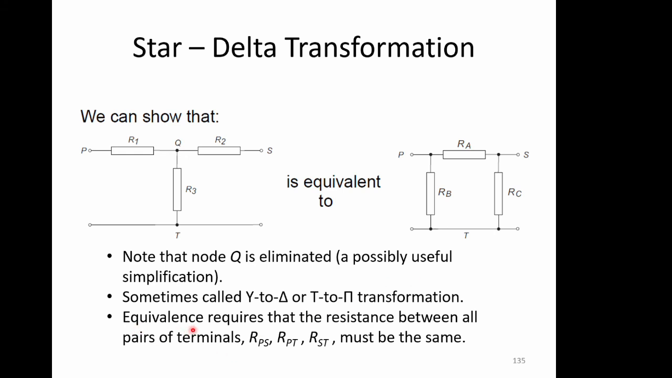So equivalence requires that the resistance between all pairs of terminals must be the same. So if you looked into here, this terminal between P and T, you would see a certain value of resistance. And for these to be equivalent, you'd have to look into this terminal here, P and T here, and see the same value of resistance. So whatever you see looking into here as a current, you need to see exactly the same thing in here in terms of the equivalence. And that's really our starting point.